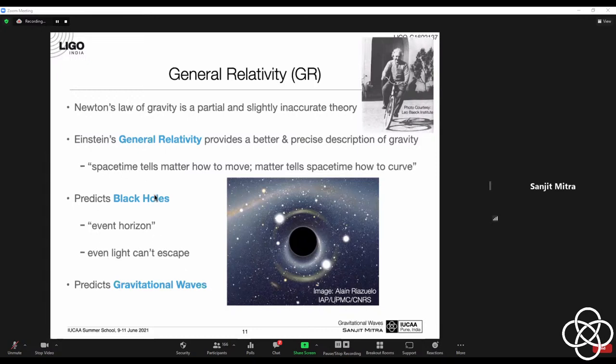But the event horizon that is predicted by general relativity is an entirely different concept. It's mathematically beautiful and pretty interesting. And also, general relativity predicts gravitational waves, which travel at the speed of light. I'll come to that later on.